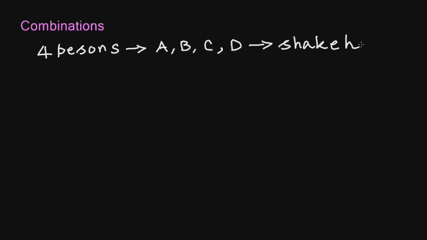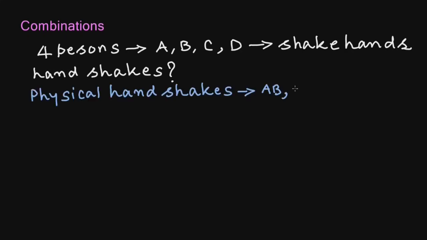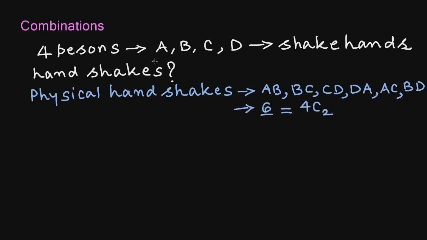4 persons A, B, C and D shake hands with one another. We have to count the total handshakes. The total number of physical handshakes will be AB, BC, CD, DA, AC and BD. That is 6 handshakes, which we write as 4C2, because out of 4 persons, 2 shake hands with one another.